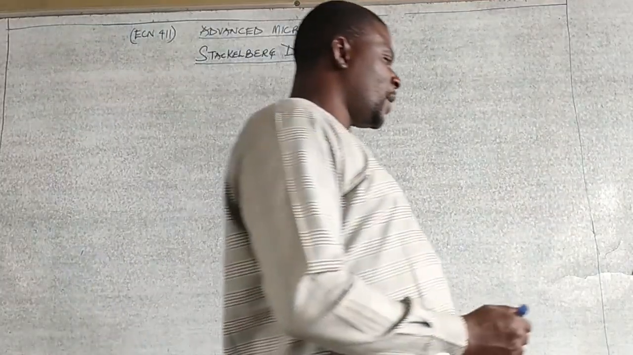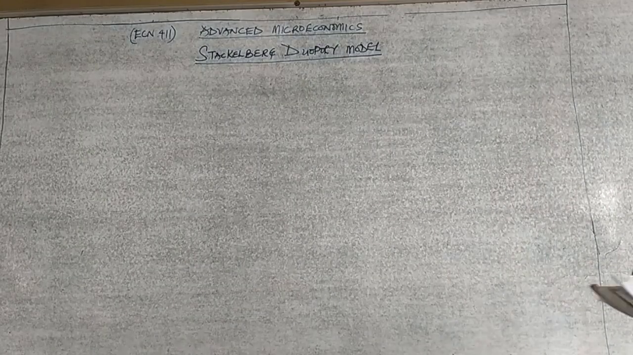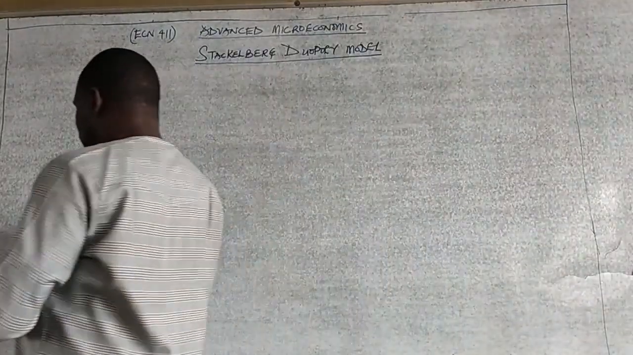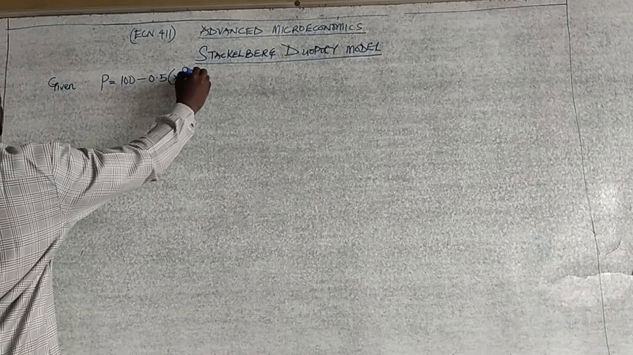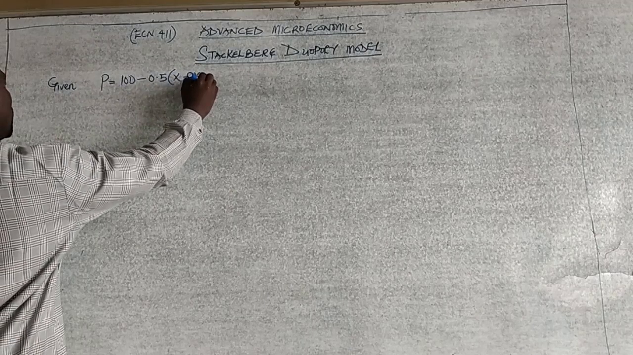So let's take a question on the Stackelberg model. How can a question come? Look at this. Given P equals 100 minus 0.5 (x1 plus x2).